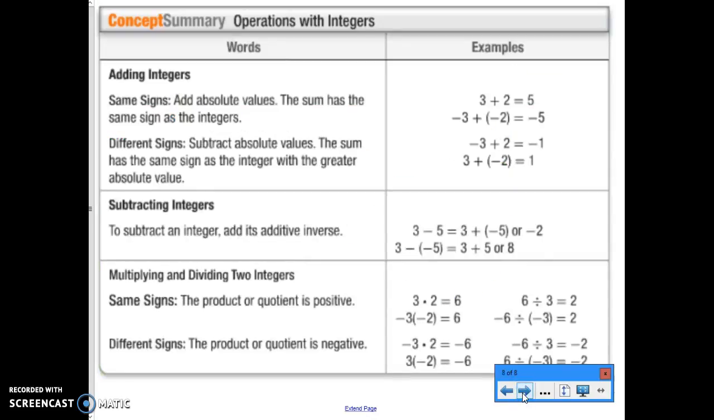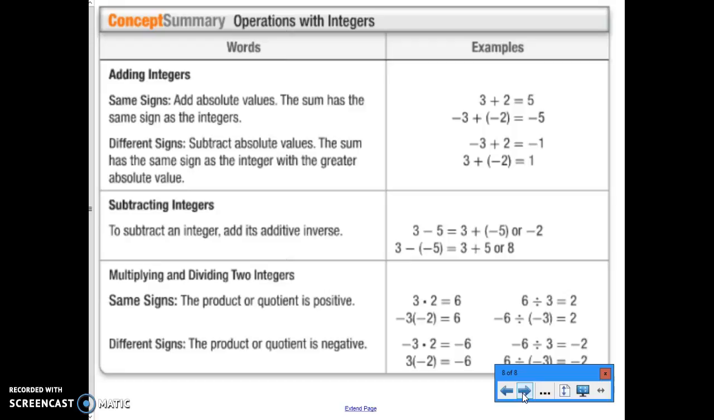Okay, this last slide here kind of breaks down what we've talked about in the first few sections of Chapter 2. We talked about adding integers. When you're adding integers with the same sign, you add their absolute values, and the sum has to be that same sign. Remember, the same sign sticks with your answer when you are adding integers.